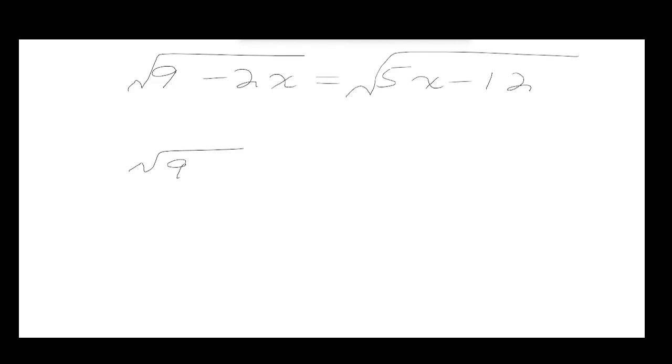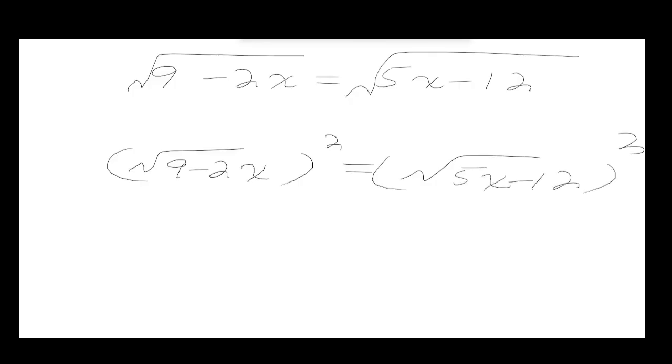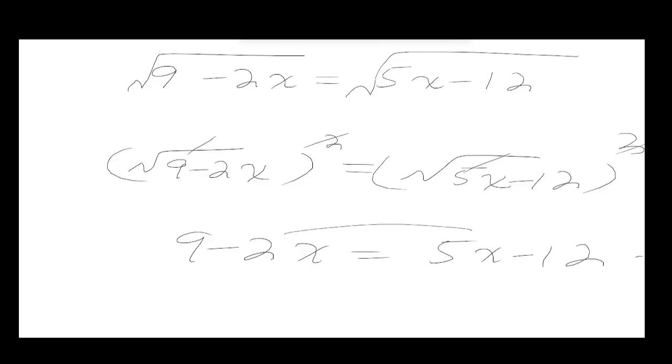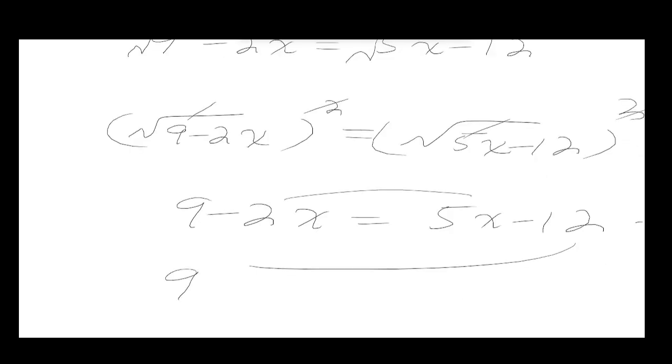So we can write radical 9 minus 2x whole square, and that is equal to radical 5x minus 12 whole square. So now the square gets cancelled with the square root. So we have 9 minus 2x, which is equal to 5x minus 12. So now this negative 2x will go to the right, but the negative 12 will go to the left. So we can write 9 plus 12, and that is equal to 5x plus 2x.